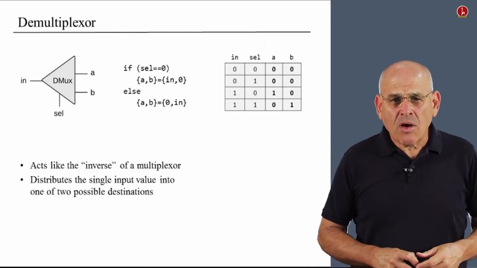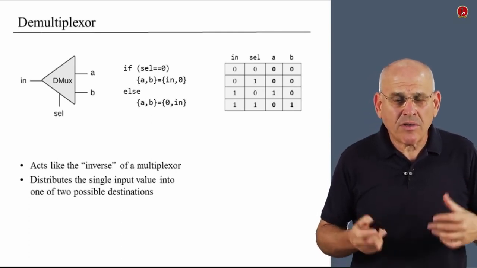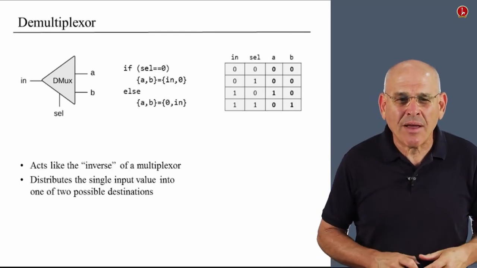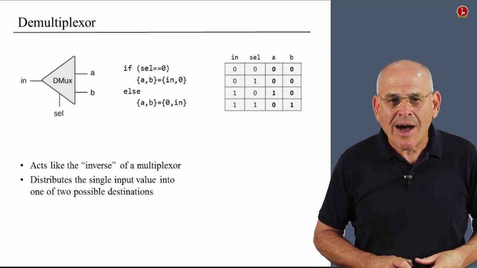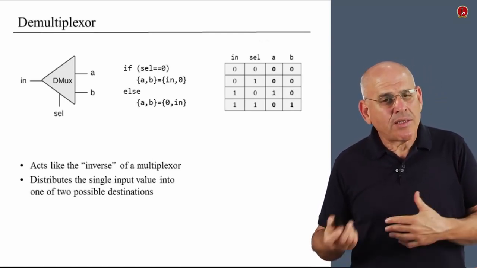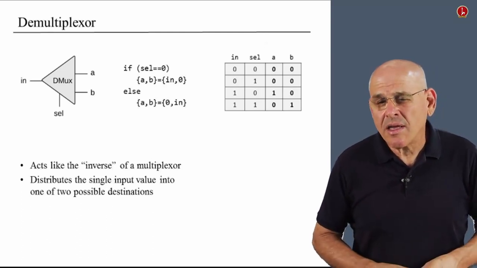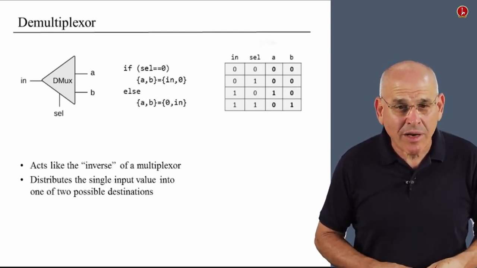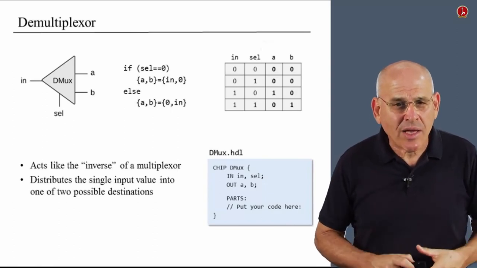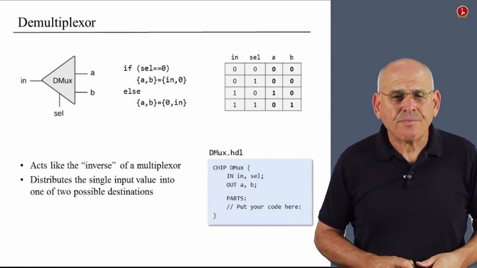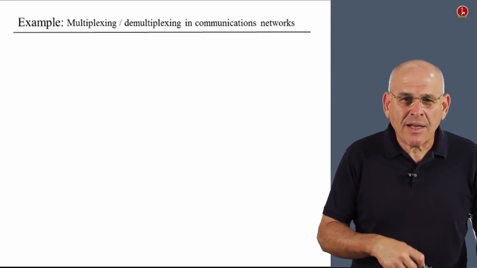And so the DMUX is basically an inverse of a MUX. A DMUX is an inverse of a MUX, if you don't like my pronunciation. And once again, it distributes a single input into one of several possible output channels. Just like we said about the multiplexer, demultiplexing is also widely used in digital design projects as well as in communication networks. And you are going to get the stub file, and you actually have to implement the logic in HDL.